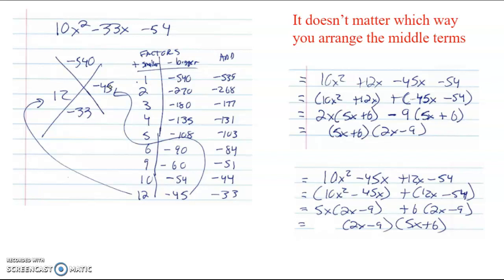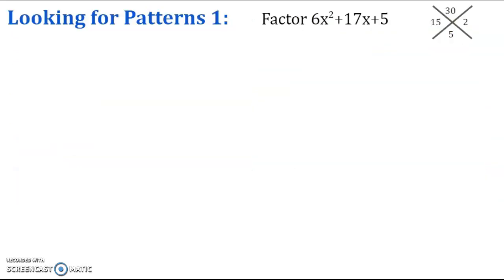Okay, so in this case, you got 5x plus 6 as the common factor here. In this case, 2x minus 9 as the common factor. But the other factor comes out when you look at what the 2x minus 9 was being multiplied to. So either way, it does not matter. That's something I do want you to notice. Okay, so I do want to look for some patterns that will be helpful for us to notice.